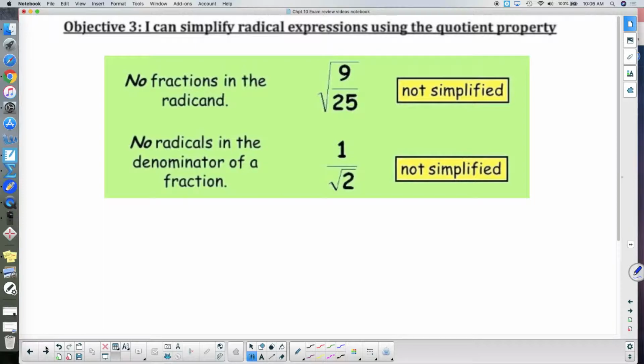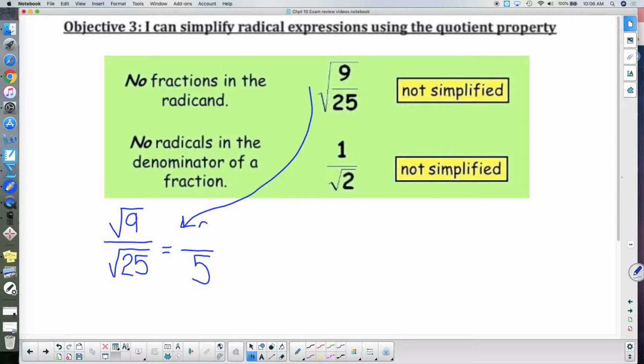If the radical is over the entire fraction, then one way we can handle it is to split the radical into 2 separate radicals. Square root of the numerator, square root of the denominator. If the denominator is a perfect square, then we're good to go. We'll go ahead and calculate both parts of the fraction, or reduce or simplify the radical if we need to.